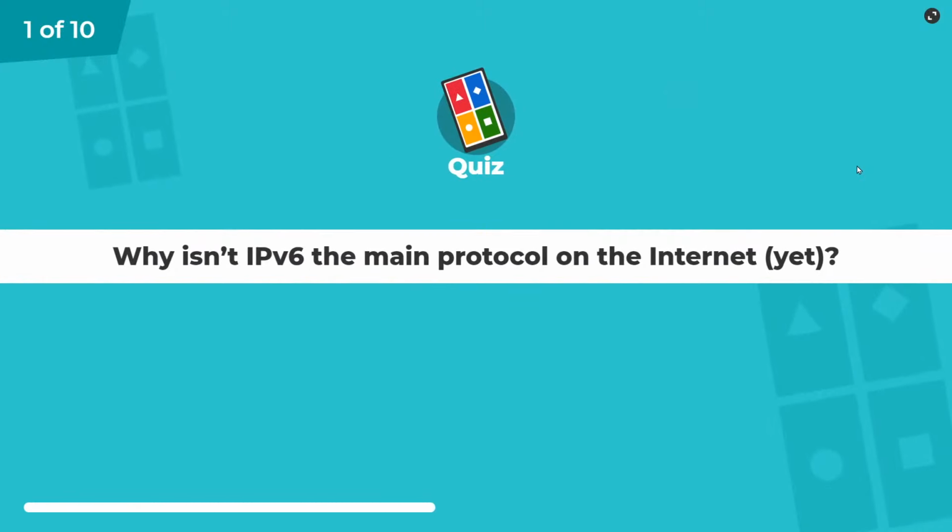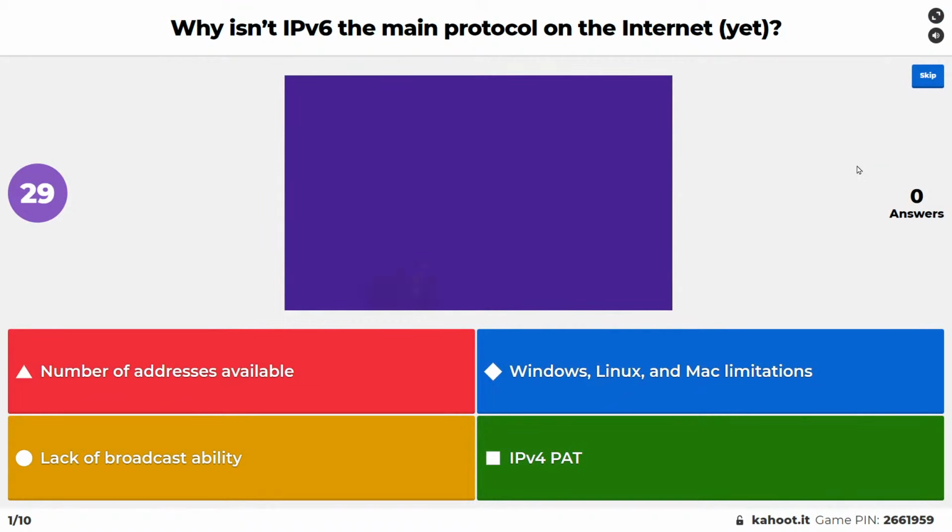And the faster you answer it correctly, the more points you get. Why isn't IPv6 the main protocol on the internet yet?